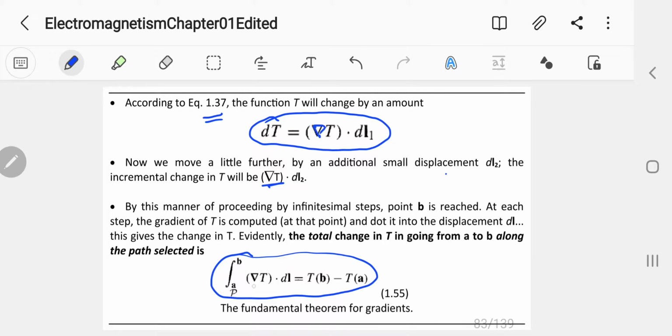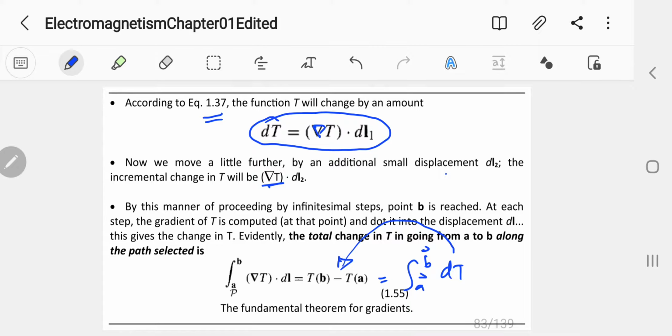Why? Because this is supposed to be just dT. So this is just the integral of dT from A to B. Because this is just the integral from A to B of dT, you will have this one here.